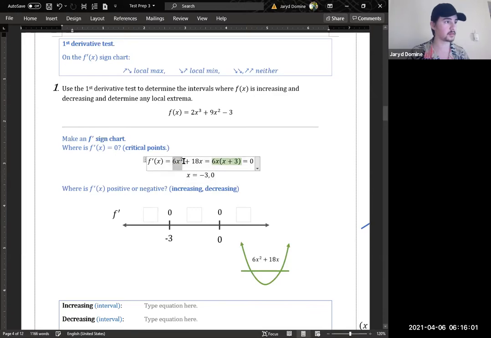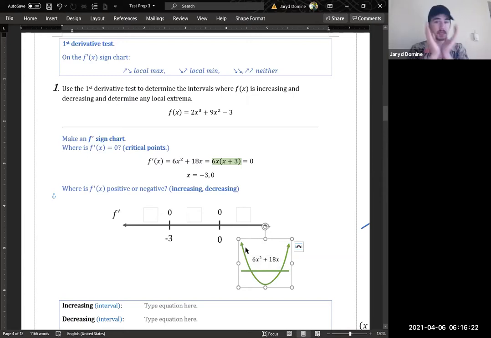So this right here, f prime, it's x squared. We have a positive x squared, so that's a parabola that opens upward. This is what it looks like. It has a 0 at -3 and at 0. I'll answer that question in a second.